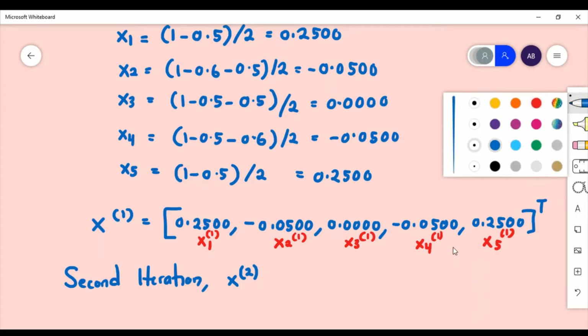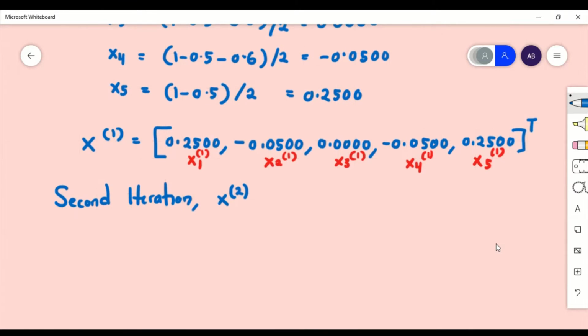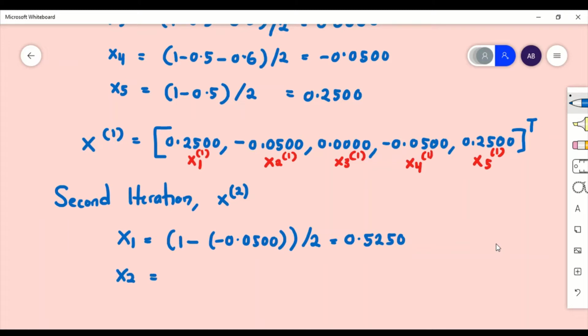So continuing the process, usually at this stage I will ask the student to just do it on your own, because once you know the concept, you just have to keep doing it, right? So x1 will be 1 minus x2, which is this one, negative 0.0500, divided by 2. So we have 1 plus 0.05, divided by 2, which is 0.5250. And then the second equation is 1 minus x1 minus x3. So we have 1 minus x1 minus x3, 0, divided by 2. Use your calculator, you should get 0.3750.